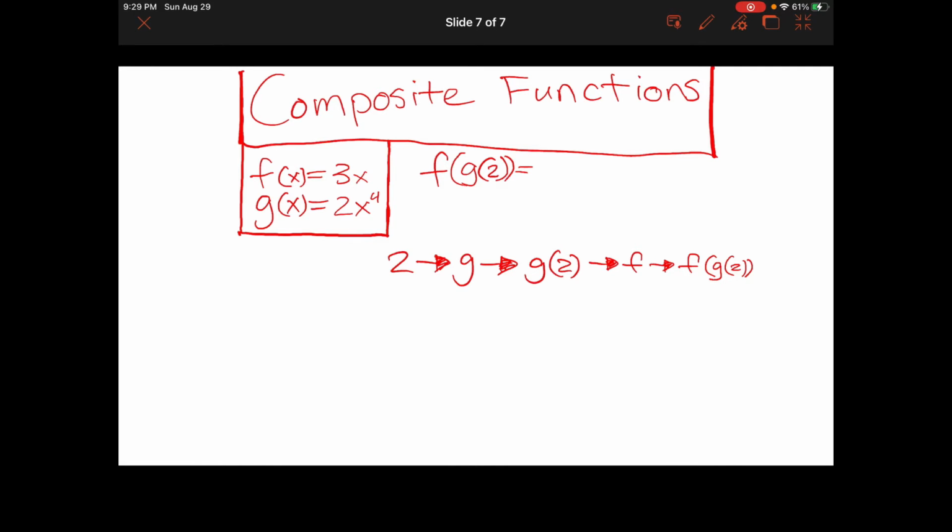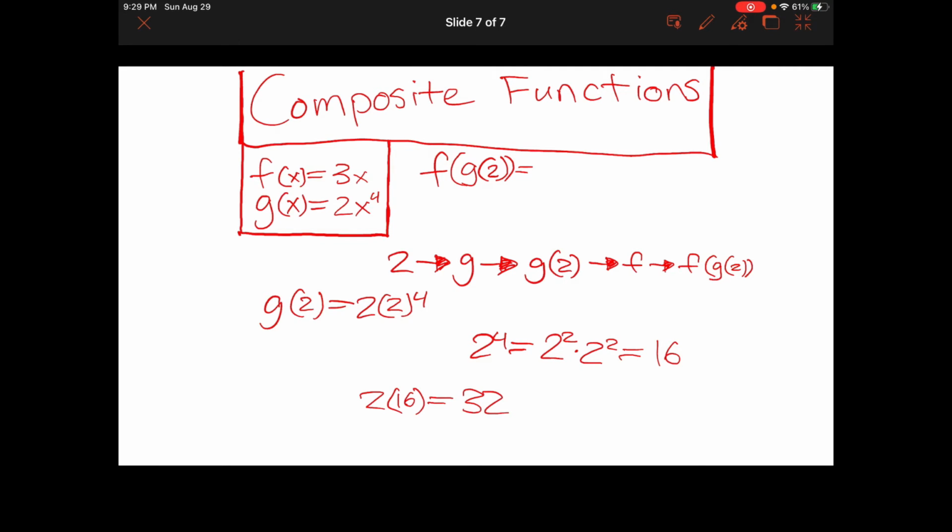So what we're going to do is work from the inside out, starting with what's in the parentheses, g of 2. So g of 2 equals 2 times 2 raised to the fourth power, and 2 raised to the fourth power equals 2 squared times 2 squared, which equals 16. So now we have 2 times 16. And 2 times 16 equals 32. So now we can simplify this.